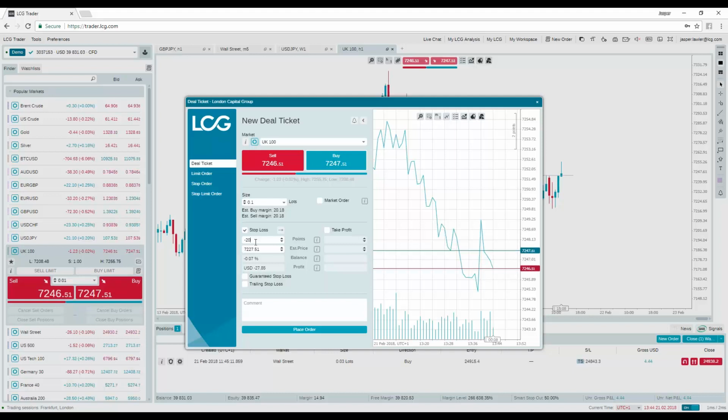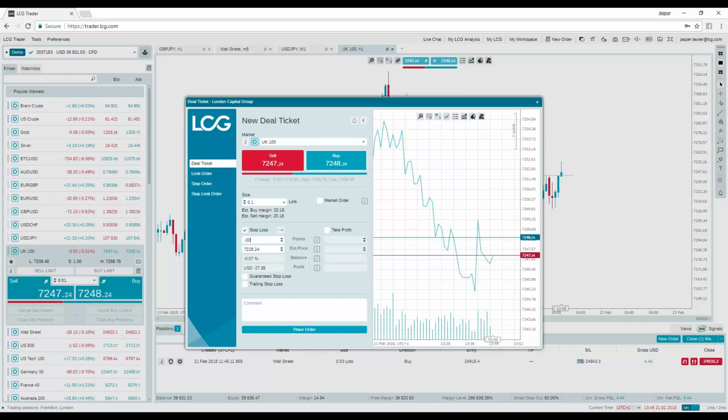So I've set the number of points I'm happy to risk here. Equally, I could have decided it's a certain price level, so maybe it's 7225, for example, is the exact price I'd want to cut my losses at, and that just adjusts those number of points accordingly. So you see that's moving up and down because obviously the current market price is moving up and down. So obviously the points away that it is from that level is varying.